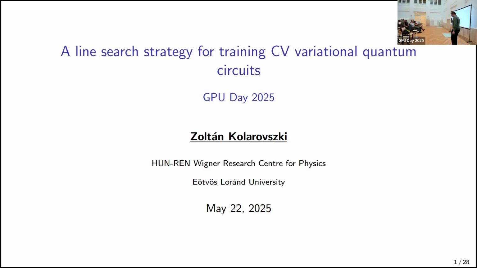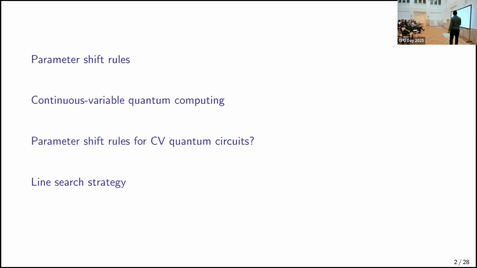I chose this particular topic because it connects really well with Péter Rakita's presentation this morning, and also with Péter Kovács's presentation. He talked about photonic quantum circuits. I will escort you through a journey which I did half a year ago. I will start with discussing parameter shift rules, and then I want to determine parameter shift rules for continuous variable quantum computing. And then I ask the question, is it really good if we try to apply parameter shift rules? Is there anything better? And then I will discuss line search strategy, which I have found.